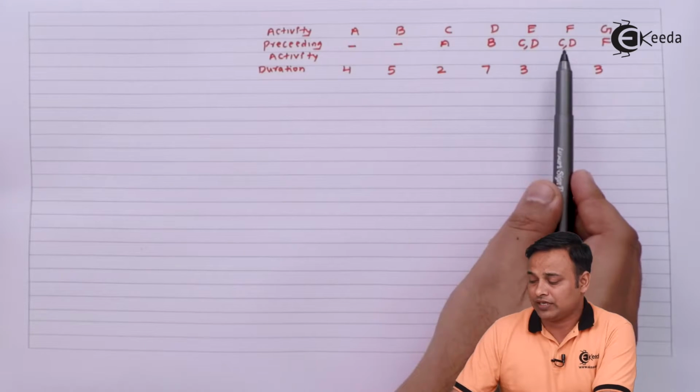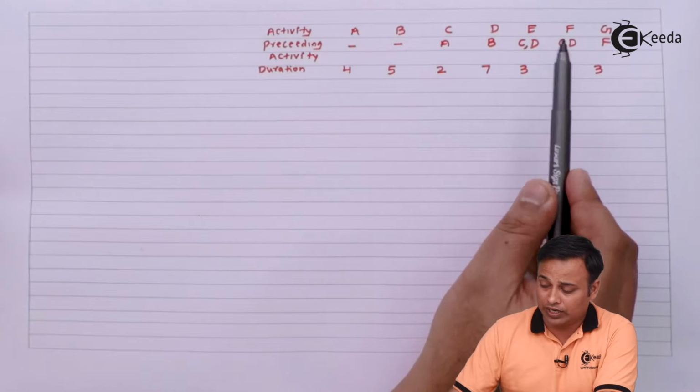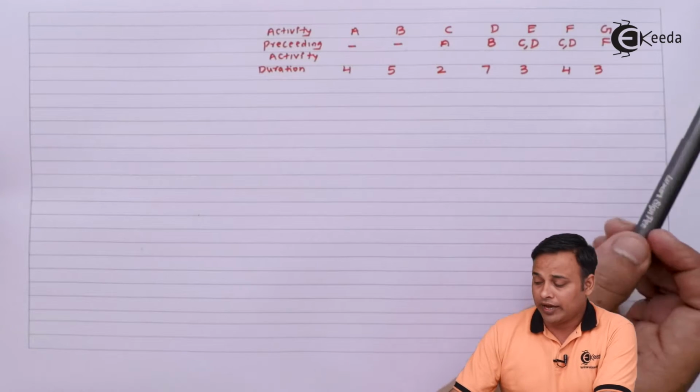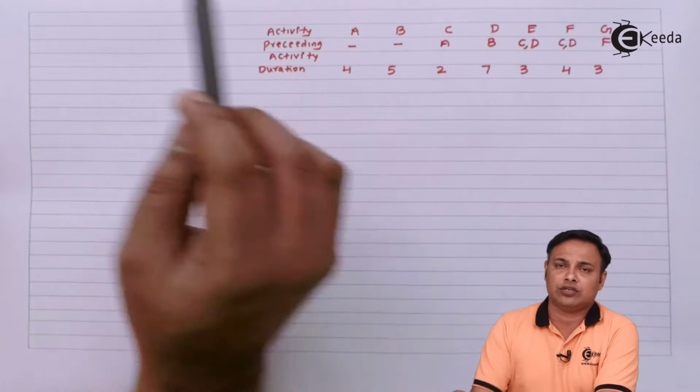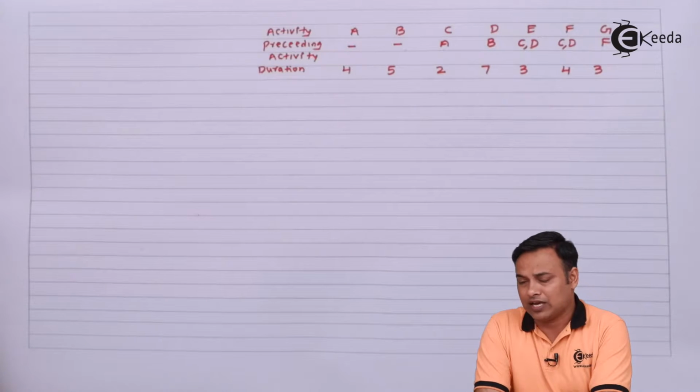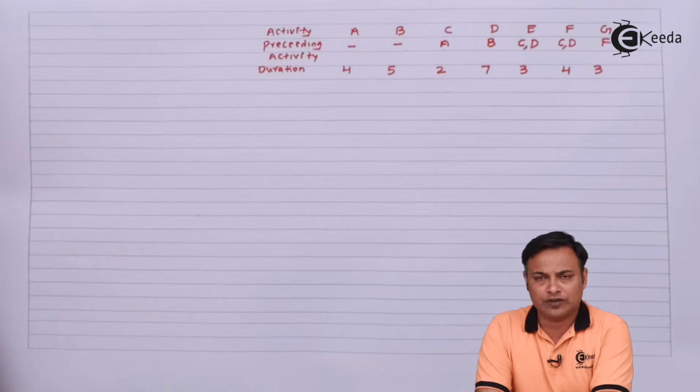Then we have to combine C and D, and from there two more activities come out, E and F, and after F we have G. Now we need to be very careful at the last stage because after C and D, E and F come out, and after F, G comes out. Let's first draw A and B as the initial activities.